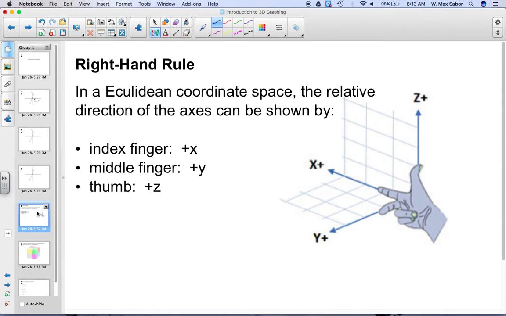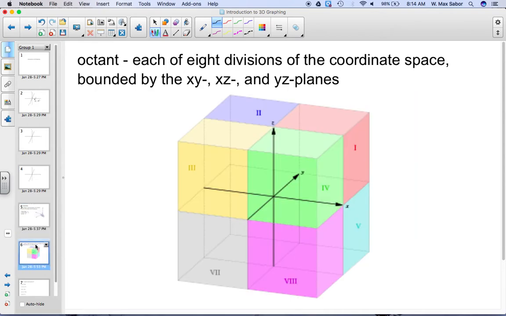In two-dimensional space, in a two-dimensional plane, we split the plane into 4 quadrants. In three-dimensional space, we split it into 8 octants. So what you're seeing here is each of 8 divisions of the coordinate space bounded by the xy, xz, and yz planes. So the xy plane is here.